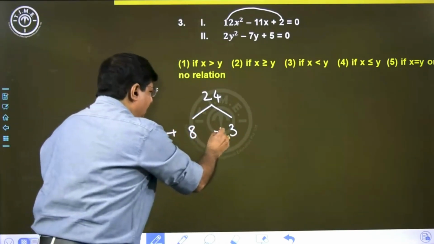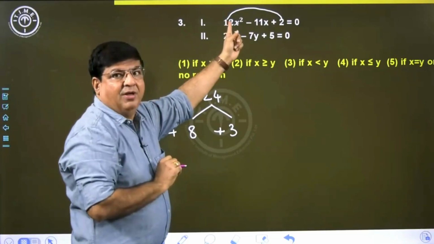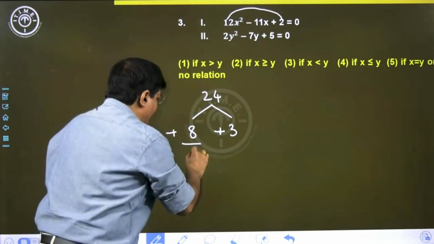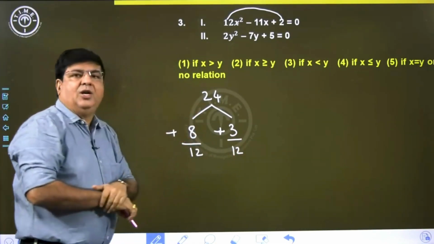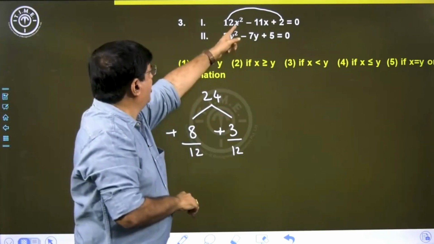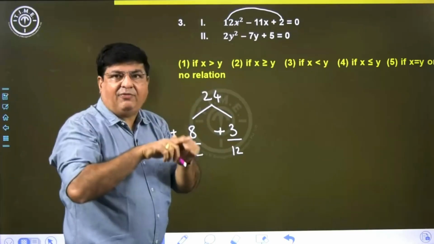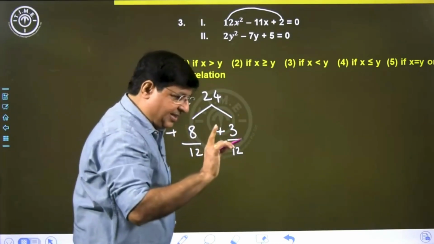But here there is a small twist. What is the coefficient of x square? 12. Now you have to divide this by the coefficient of x square. In the previous problem we did not divide because the coefficient of x square was 1. Here the coefficient of x square is 12. So we have to divide by 12. Okay, these are directly the roots. Don't change the sign again.